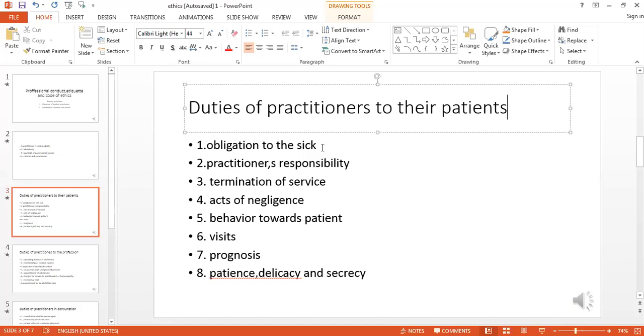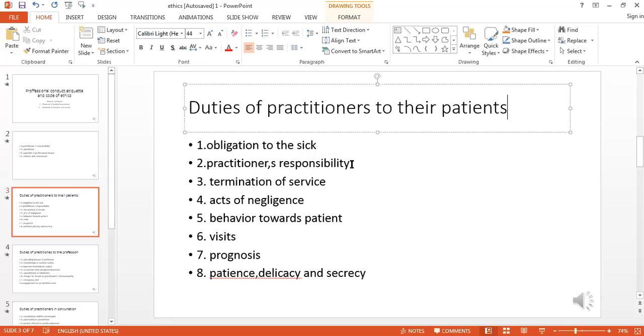Then the next one is the practitioner's responsibility. A practitioner of homeopathy is free to choose whom he will serve, provided he shall respond to any request for his assistance in an emergency, or whenever temperate public opinion expects the services. So this is our responsibility, to serve or to give assistance if required.